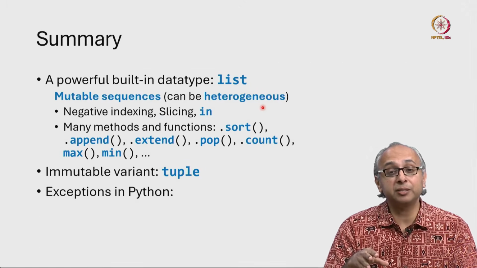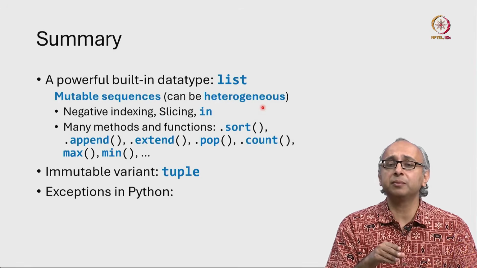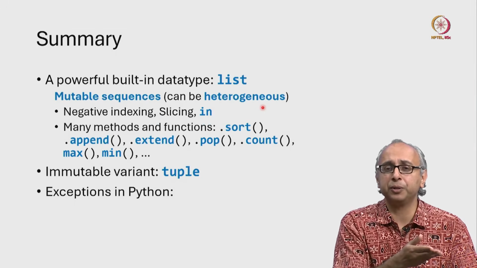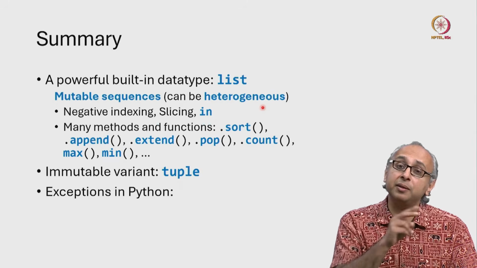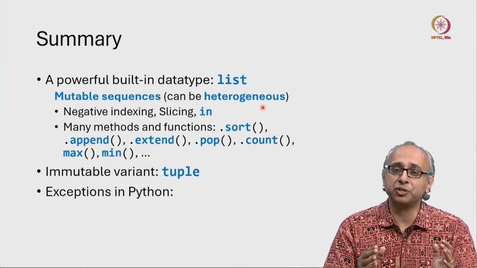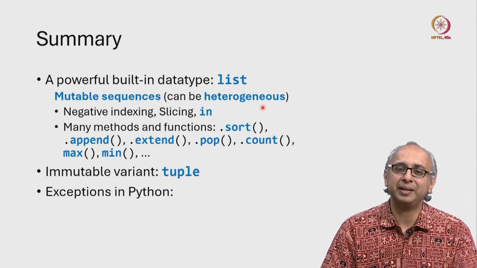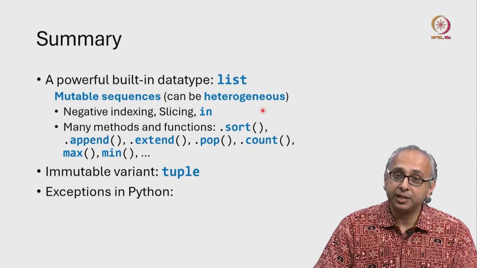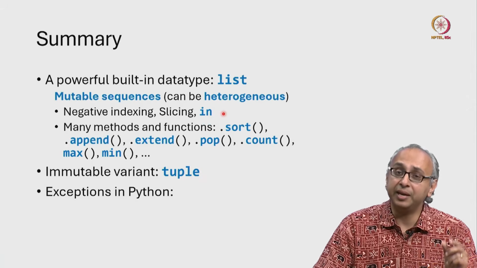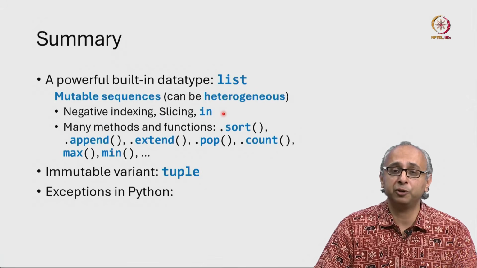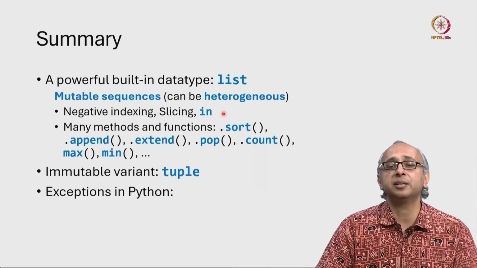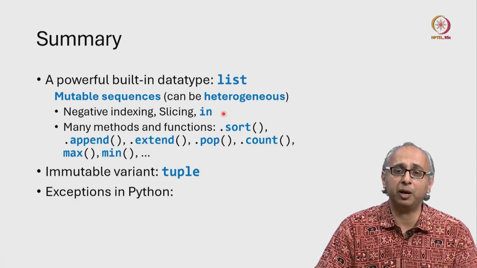The 0th item could be a string, but the 1th item could be, let us say, an int, and the 2th item could be a float. The 3rd item could be another list. Lists are in general heterogeneous, but we will explore this idea in our next lecture. Now, it turns out that many of the operations that work for strings, such as slicing and the in operator, also work for lists. But in addition, there are many other methods and functions that work very well for lists.